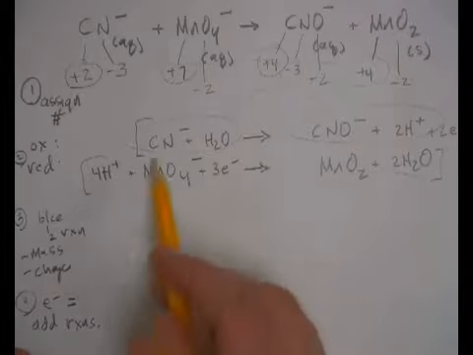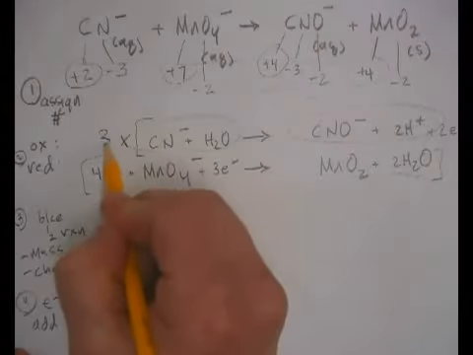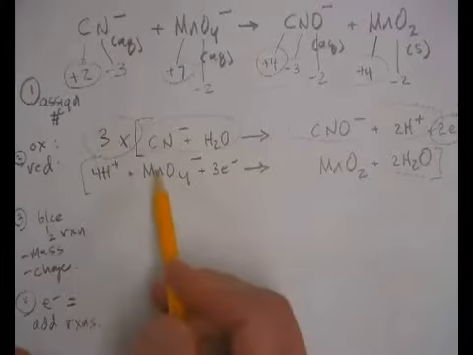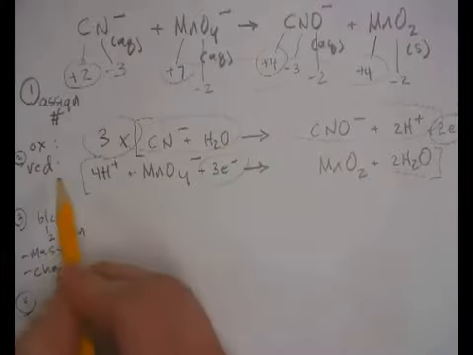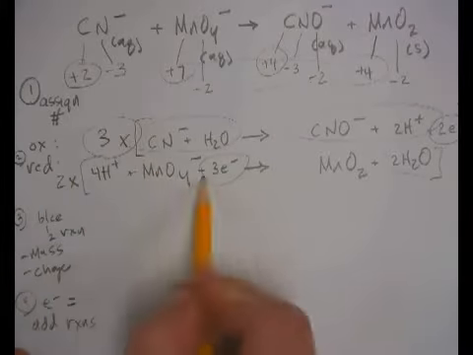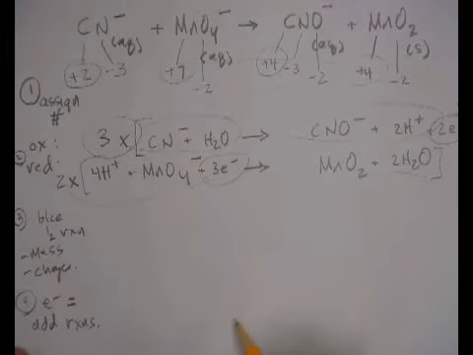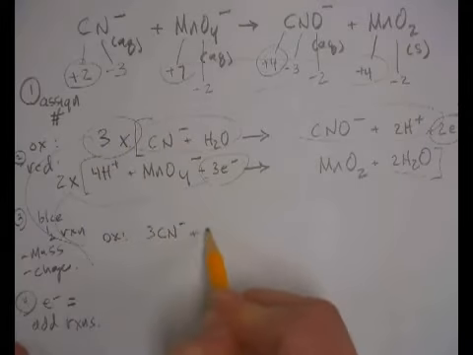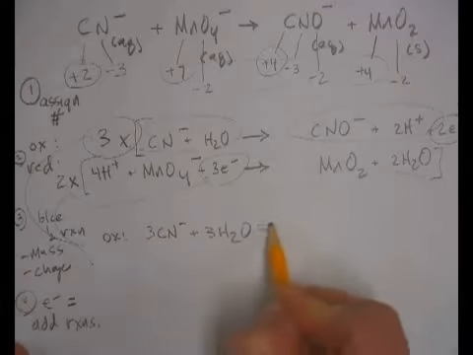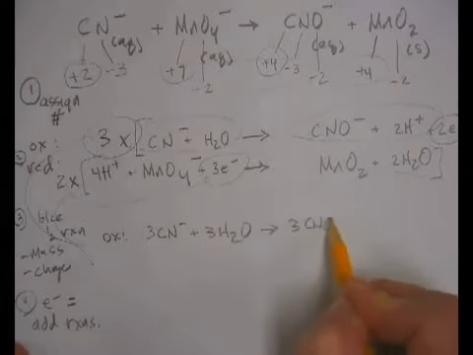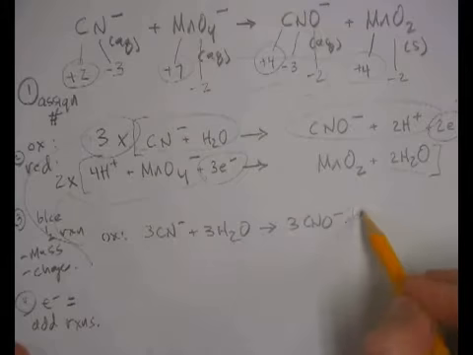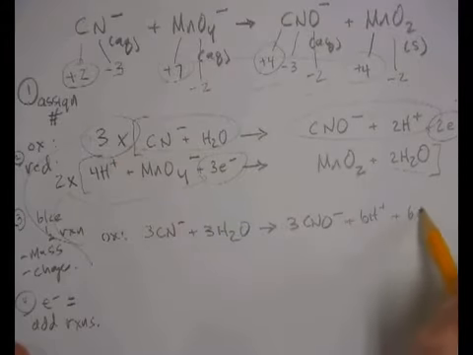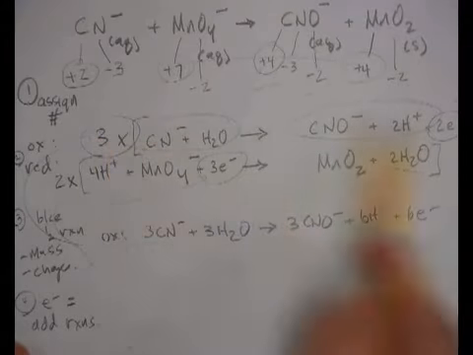So now I need to multiply this reaction by 3 to make sure that I get 6 electrons here. And I'm going to multiply this reaction by 2 to make sure I get 6 electrons here. Then when I add them together, they'll cancel out. So I'm going to rewrite each of these down below here. And I'll write the oxidation half reaction first. So that'll end up being 3CN minus plus 3H2O, arrow 3CNO minus plus 6 H pluses plus 6 electrons, 3 times 2 here and 3 times 2 here.